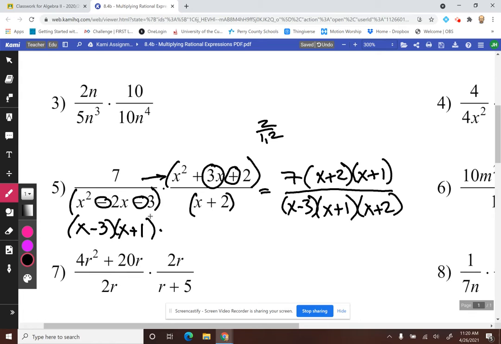But remember, anything that I have a set of on top and on bottom as a numerator and a denominator, I can cancel those out. So notice what happens.